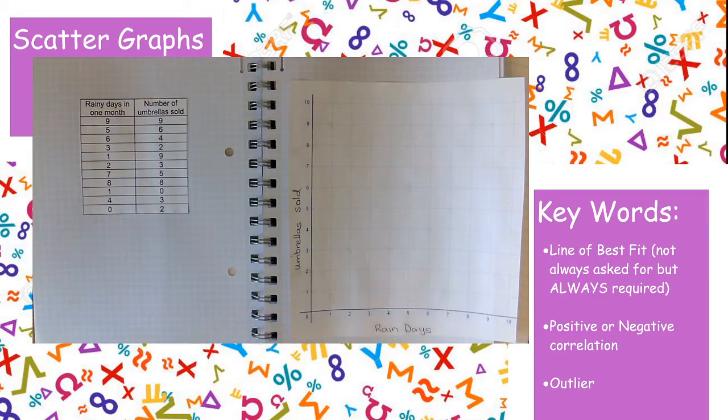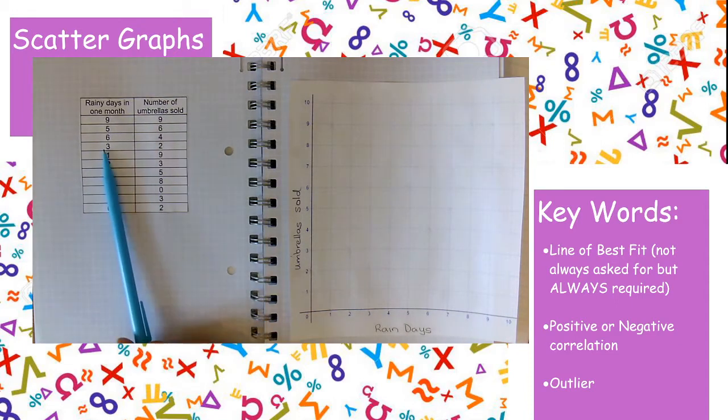A scatter graph is used to represent two sets of data to see if there is a correlation or connection. For example, I could use the number of umbrellas sold and the amount of rainy days there are in any one month. I could easily use the value of a car against the age of a car, or maybe the height of a child against the age of a child.